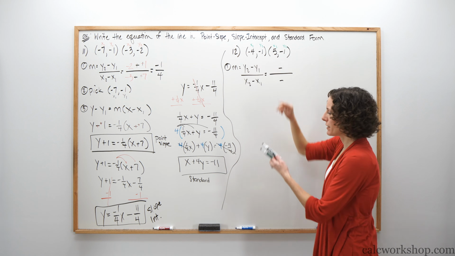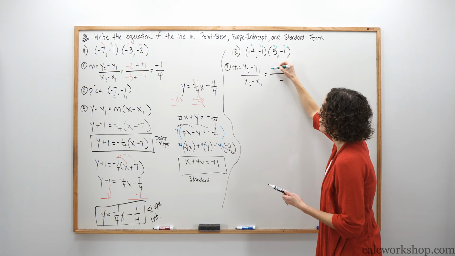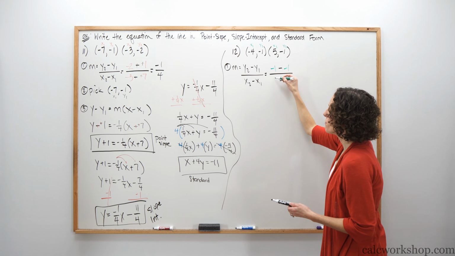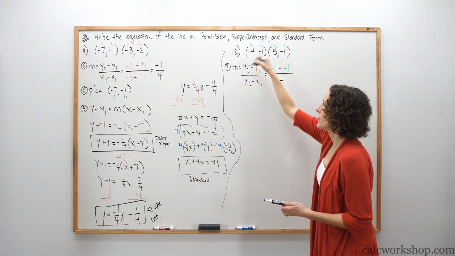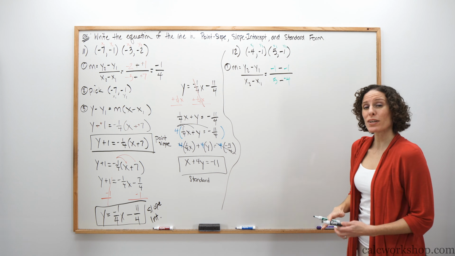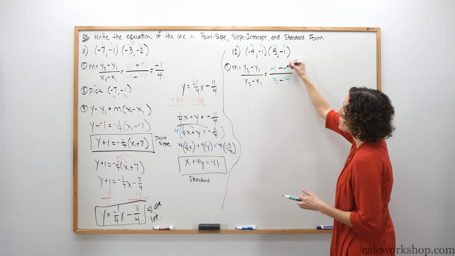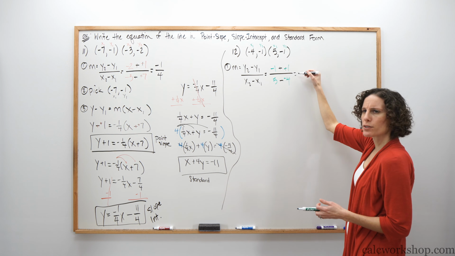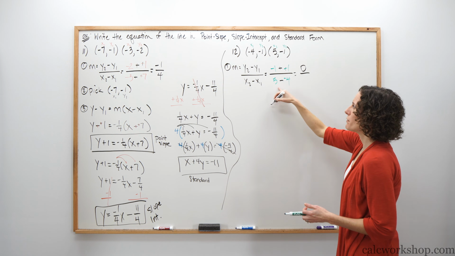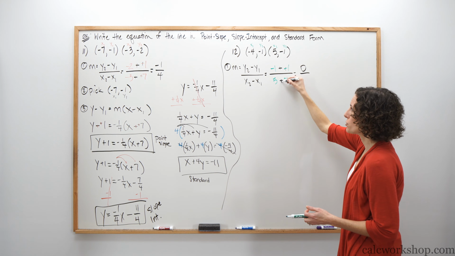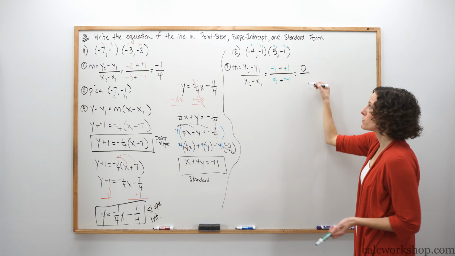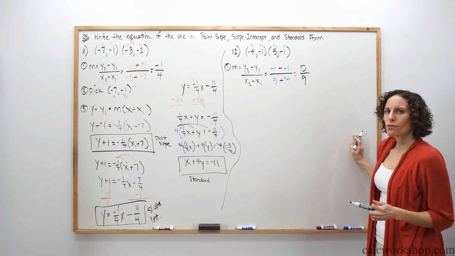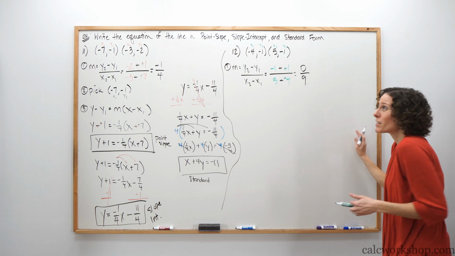So y2 is negative 1, and y1 is negative 1. x2 is 5, and x1 is negative 4. So let's simplify it. What we see here is two negatives make a positive, so we're left with negative 1 plus 1. Well, negative 1 plus 1 is 0. And 5, minus a negative 4, two negatives make a positive, and 5 plus 4 is 9. But if you notice, 0 divided by any number is just going to be 0.